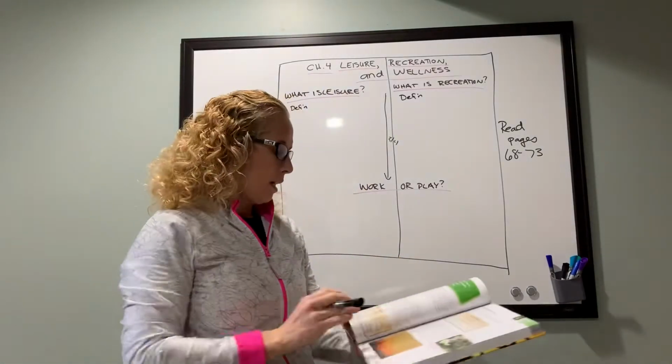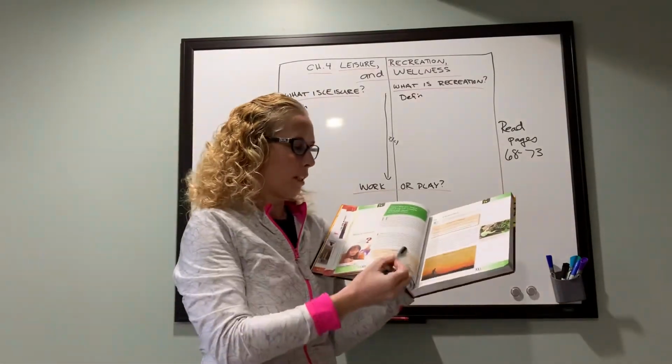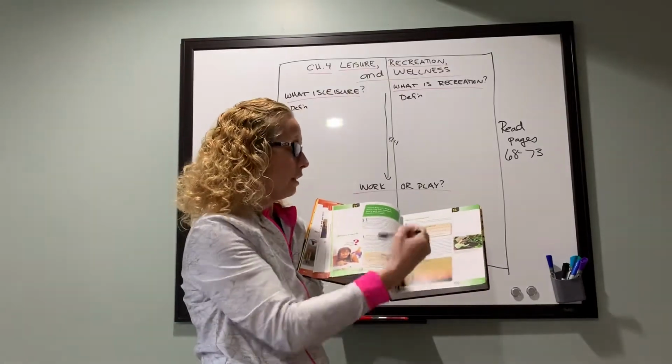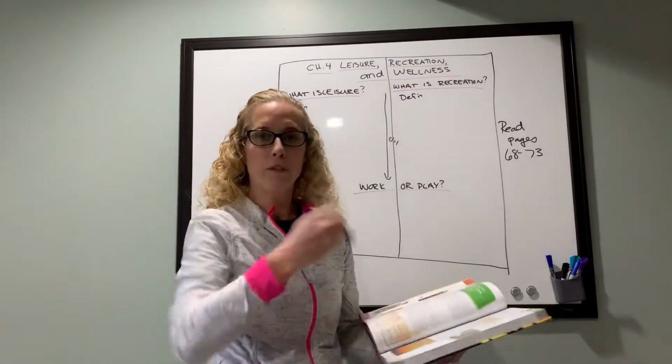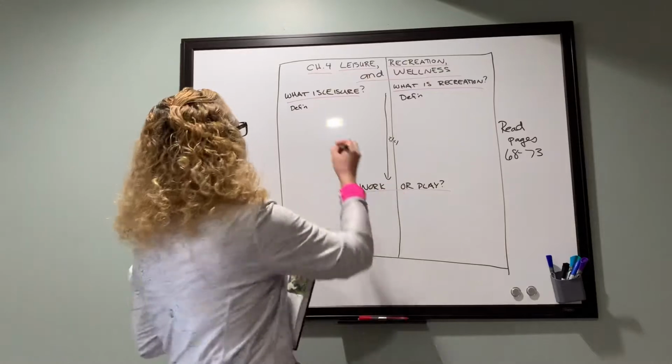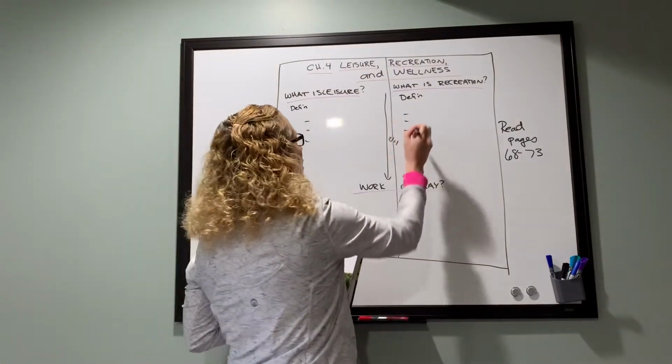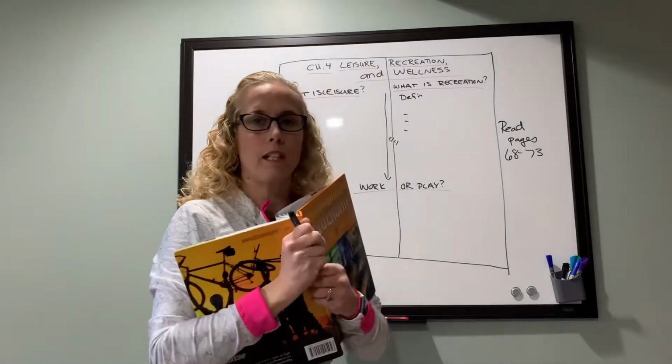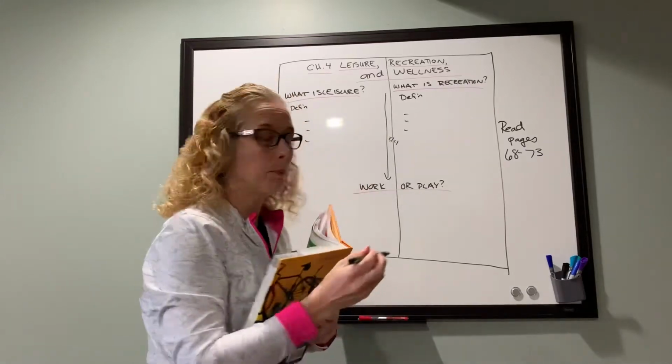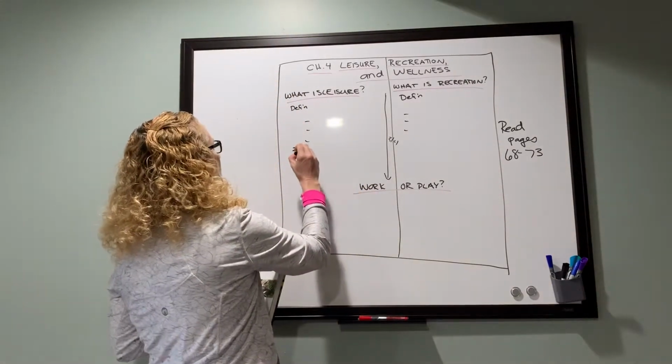In your textbook too, you're going to see there's two small boxes. It says leisure defined. Use those as well for your information. So you might want to put those bullet points under your definition to give you a little bit more of a clear understanding of what recreation and leisure are. If you'd like to put some examples, that would be a great idea too.